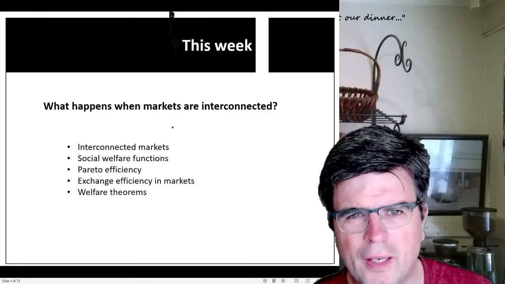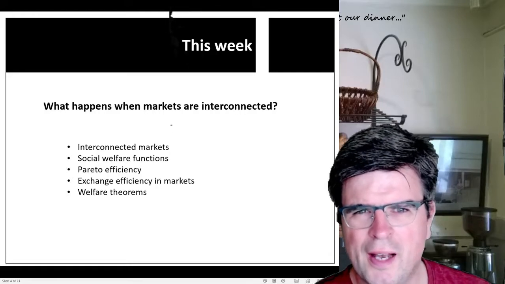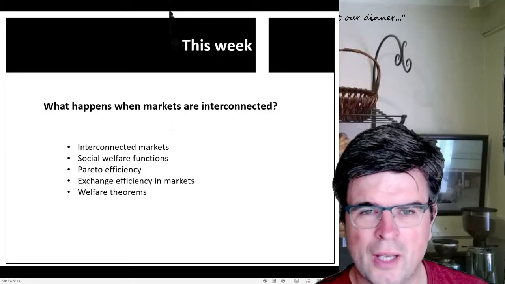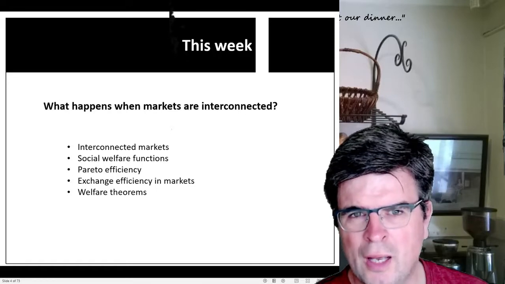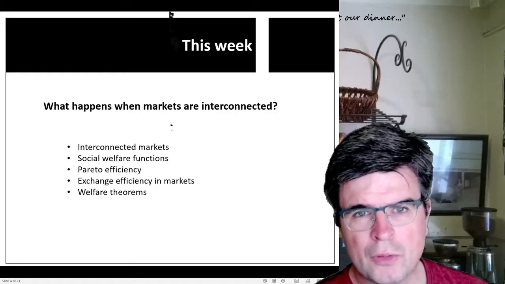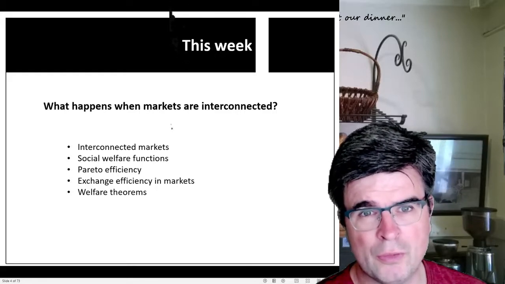Hello everyone, and there you find yourself reading chapter 15 already. And this is also the chapter that we're going to discuss in this lecture. Importantly, so far we studied markets in isolation, and this week we are going to look at markets that are interconnected. We're also going to look at social welfare functions, at the concept of Pareto efficiency.